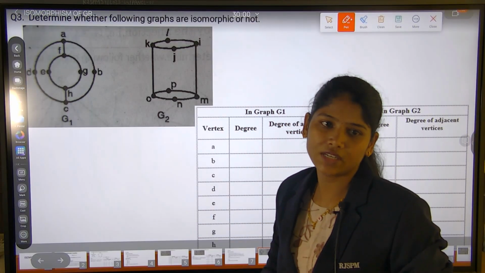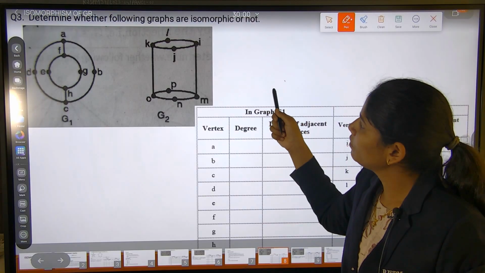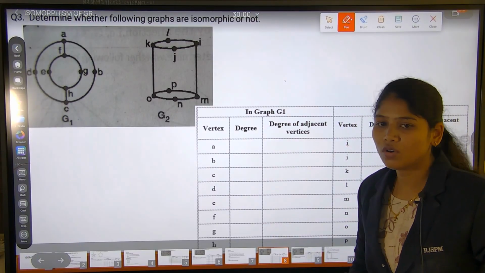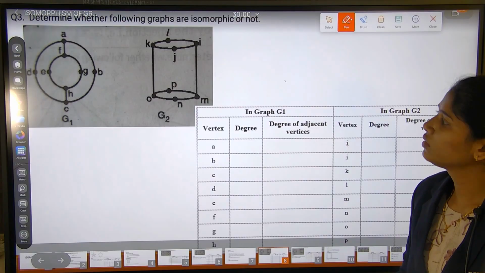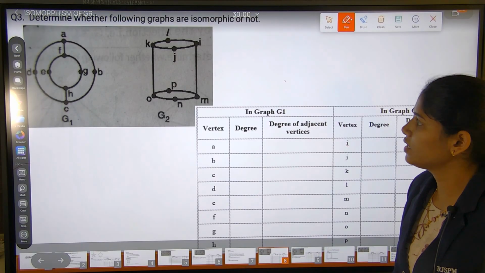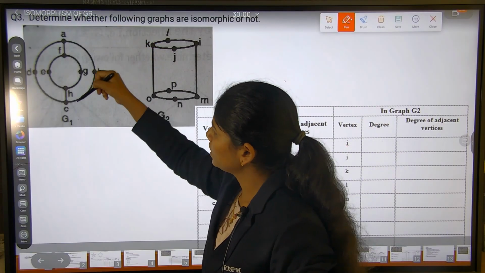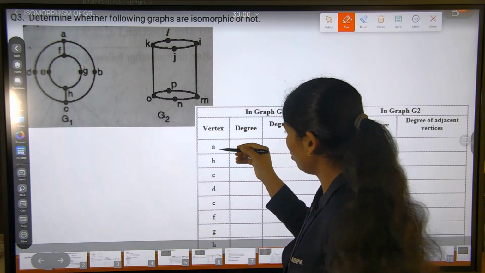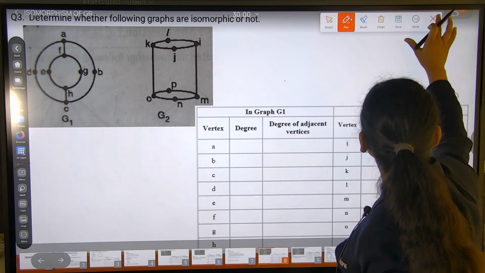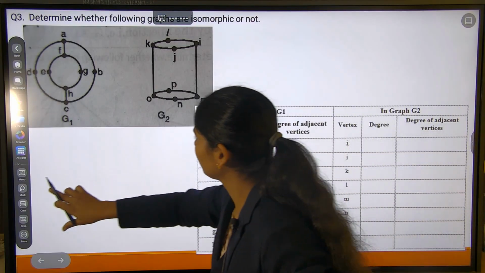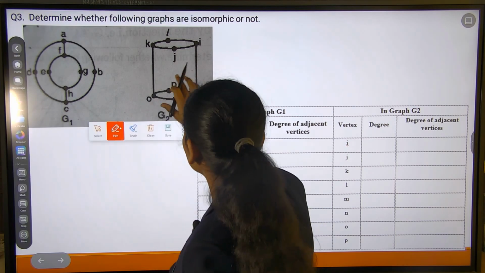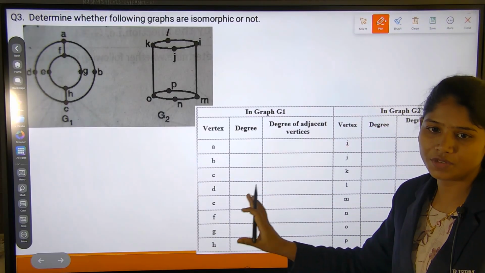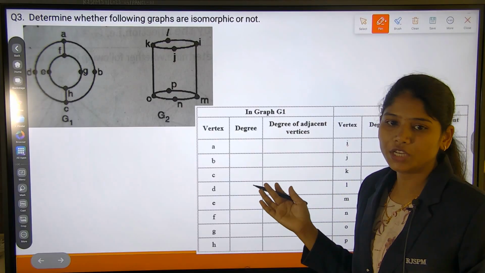Now, we solve the next example. Determine whether the following graphs are isomorphic or not. 2 graphs are given. First graph G1 having vertices A, B, C, D, E, F, G, H. So, write down all vertex of G1. Then write down degree of each vertex.